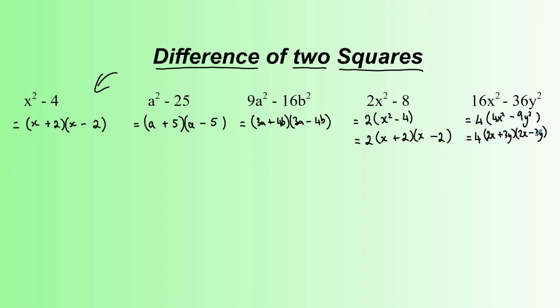Sometimes you'll get a question with a difference of two squares on its own. Sometimes, and quite commonly, it'll be a common factor, then a difference of two squares. So something to watch out for there.